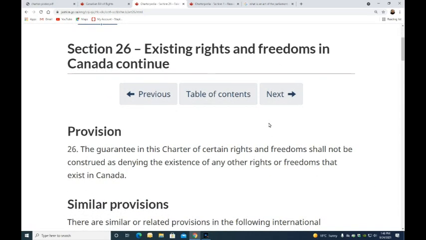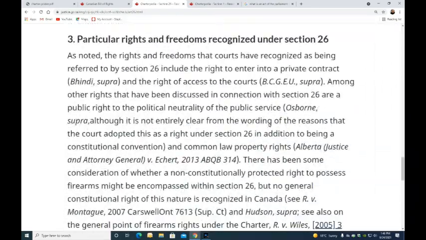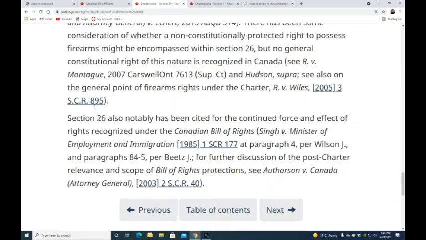Now, in case you're wondering, well, does it specify that? The answer, yes, it does. Let's go to the bottom first. I don't usually start there, but we're going to go to Section 3 of Section 26 and take a look at what it says. Section 26 also notably has been cited for the continued force and effect of rights recognized under the Canadian Bill of Rights. I'm going to repeat that. Section 26 also notably has been cited for the continued force. See, it did not override the Canadian Bill of Rights.